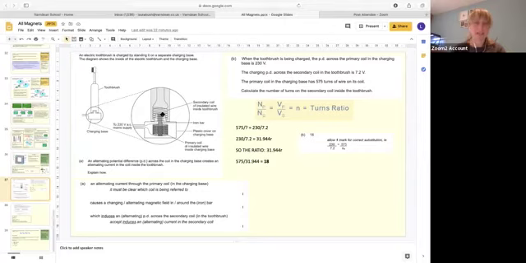Now we can see that this is going to be lots of coils to a few coils, so it is definitely going to be a step down.